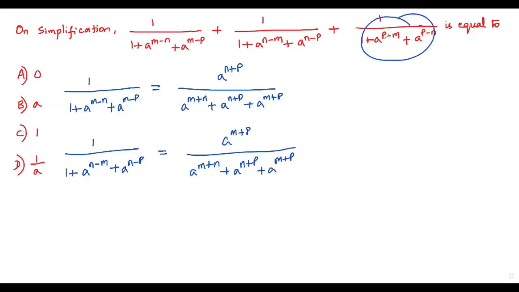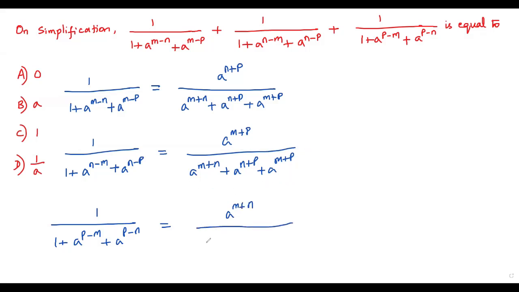Now let me take the third term and do the same simplification. That is 1 over 1 positive a to the power of p negative m, positive a to the power of p negative n. So here m and n, both of them, are subtracted from p. So this m and n should be added. M positive n should be taken as exponent for a in the numerator. Then we get a to the power of m positive n divided by the same denominator, that is a to the power of m positive n, positive a to the power of n positive p, positive a to the power of m positive p. Now I have the result after simplification of each term in the given expression.